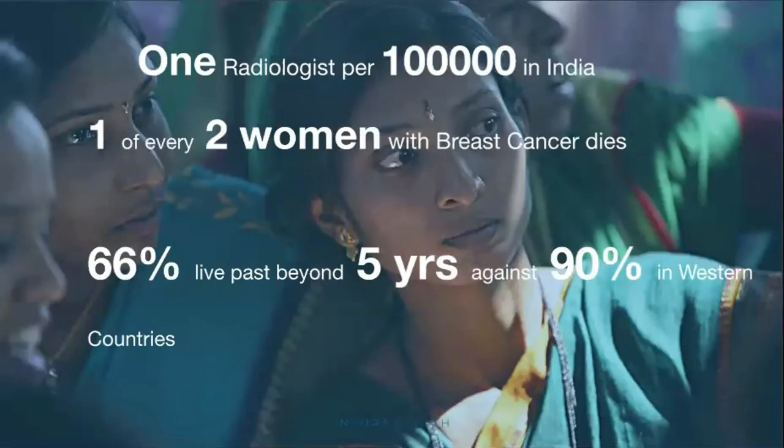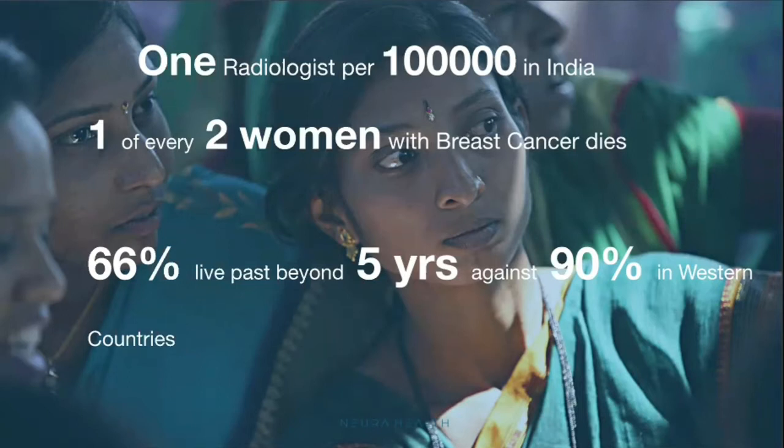Another story: in developing countries like India, there's just one radiologist for 100,000 people, whereas that ratio is 10 times higher in the US. 1 in every 2 Indian women with breast cancer does not survive, and only 66% live past 5 years of being diagnosed, compared to rates of around 90% here in the US, Australia, and other Western countries. So we at Neura Health are building innovative AI products to address such problems and augment our radiologists in the early screening of breast cancer.